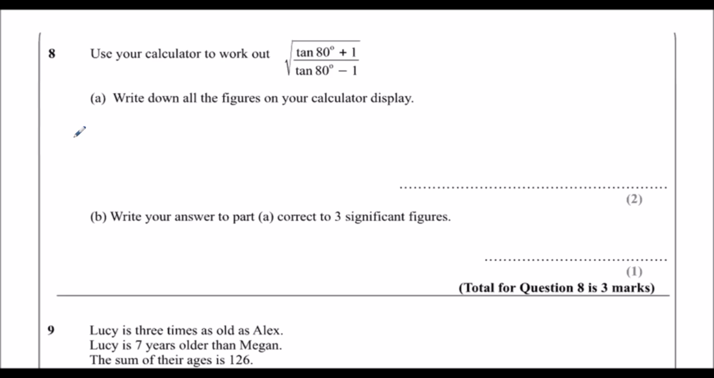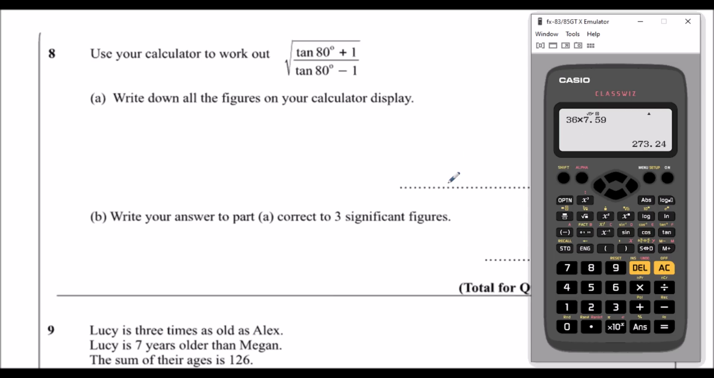Question 8. Use your calculator to work out the square root of tan 80 degrees plus 1 over tan 80 degrees minus 1. Write down all the figures on your display. So we're going to press the square root button, then the fraction button, and then it's tan 80 degrees. So tan and the 80 goes inside the bracket. The angle goes inside the bracket. And then plus 1 on the outside, and again tan 80 inside the bracket, and minus 1 outside. So almost exactly how it looks, but instead of the degree symbol, we've got a bracket.